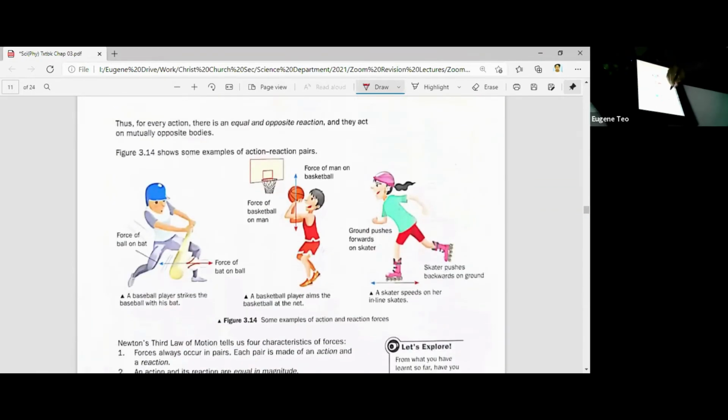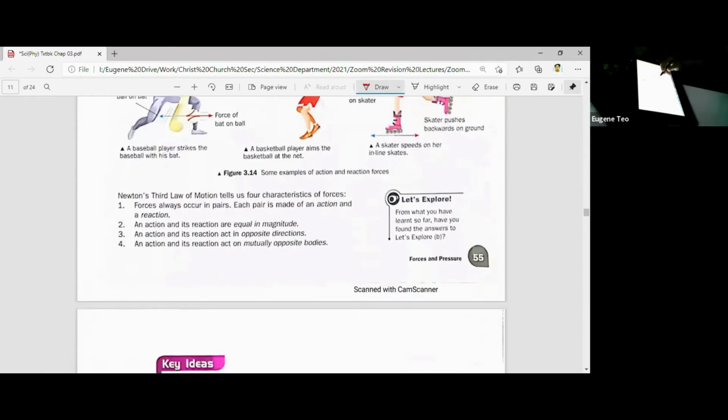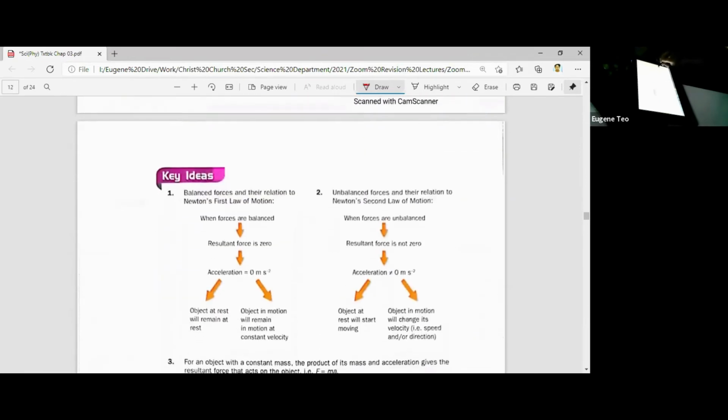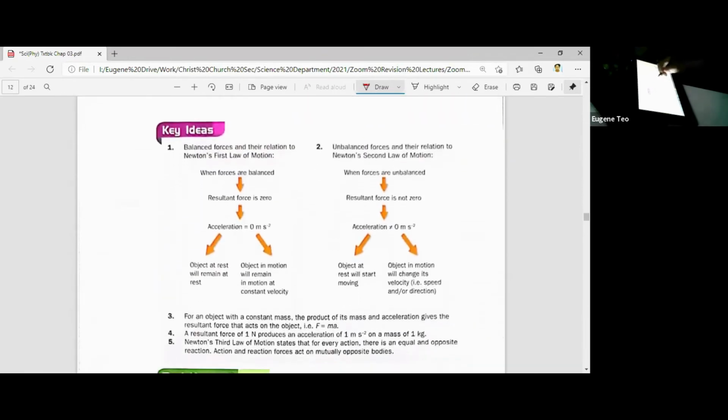So all these examples over here. Okay, I won't go through most of the things here. I think really the key concept I want to go through is the key ideas here. So you can see forces balanced, resultant force is 0. Resultant force is 0, acceleration is 0. As such, object at rest will remain at rest. Object in motion will remain in motion at a constant velocity. So you must be able to write out this sequence. Right? You must be able to write out this sequence.